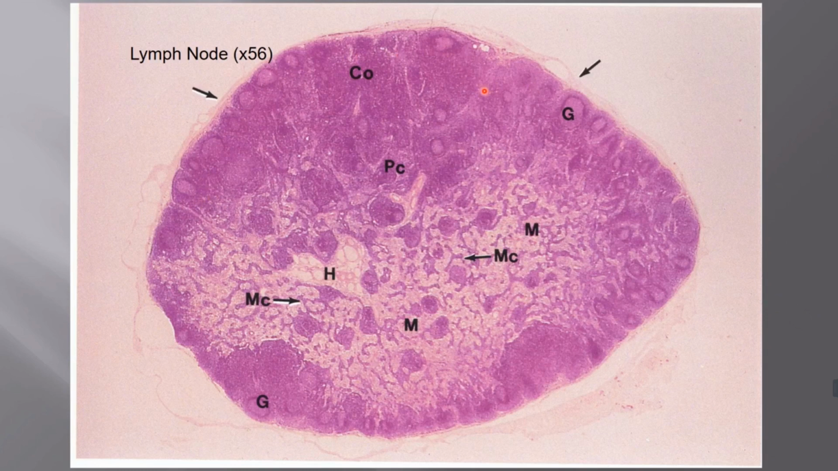You get the odd ones that go in here, but most of the cortex will have the lymph nodules. And as we go down a bit into what we call the deep cortex, or what I like to call the paracortex region, here we have more diffuse lymphoid tissue. And this region is mainly made up of T cells.